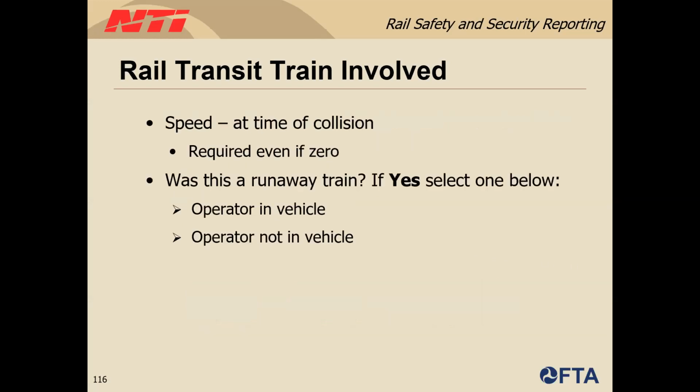Okay, we also collect the speed at the time of the collision, the actual or estimated speed. And then the last question involves whether the collision involved a runaway train. If you say yes on that selection, then it's going to ask you if the operator was in or out of the vehicle at the time.